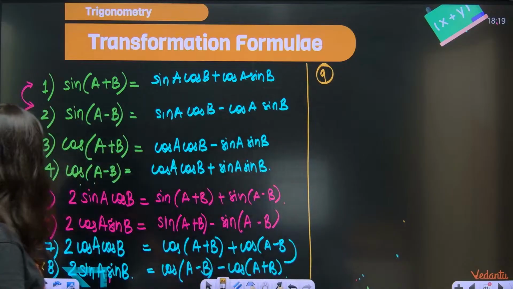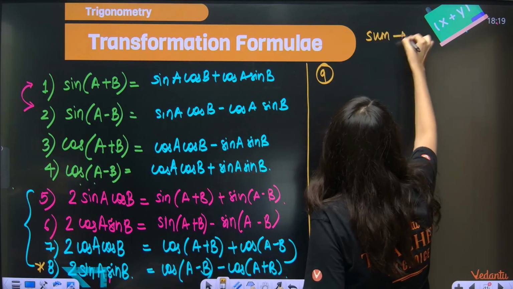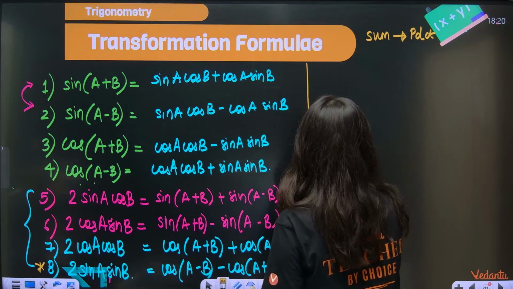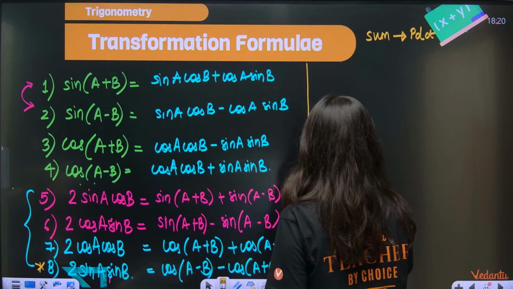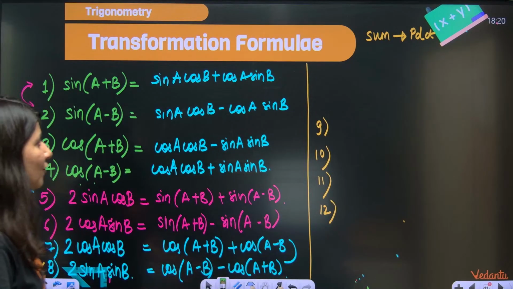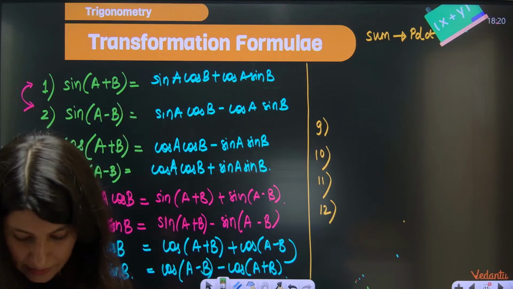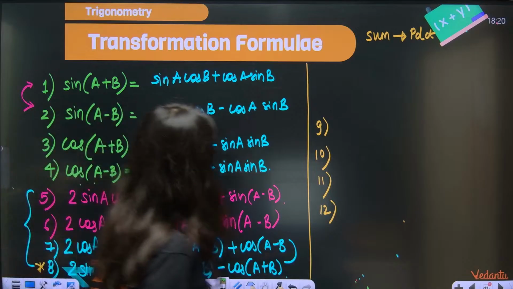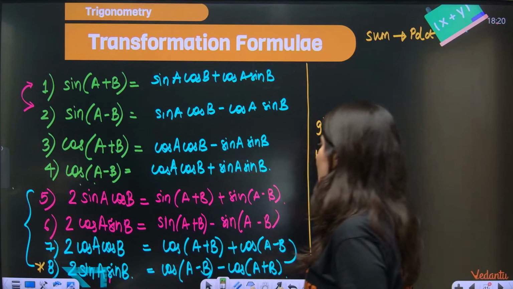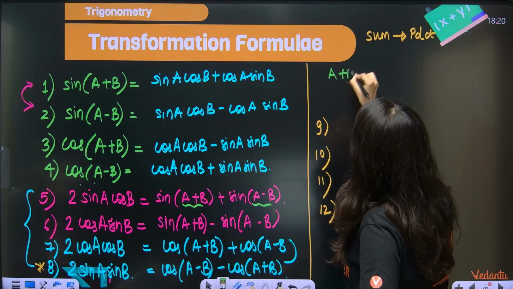So these are product to sum. Now we are going to see sum to product. How are we going to do that? First of all, understand 9, 10, 11, 12. Ready for the next 4 formulas, sum to product? So using these 4 formulas, what we are going to do is A plus B and A minus B will be replaced by C and D.